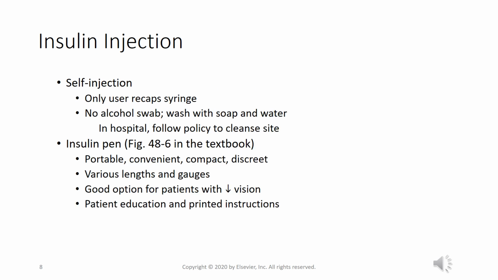So as a nurse, just remember, never recap a syringe after you've given an injection. Familiarize yourself with the safety. There's a safety device on every syringe now that we use in the clinical setting. At home, clients do not need to use alcohol, just washing with soap and water. In the hospital setting, skilled nursing facility setting, you would still use alcohol because of the increased risk of infection. There are insulin pens, which are wonderful. I'll show you on the next slide.